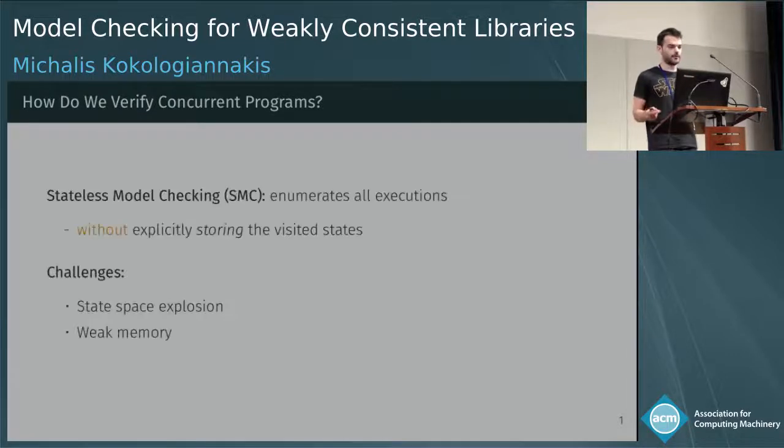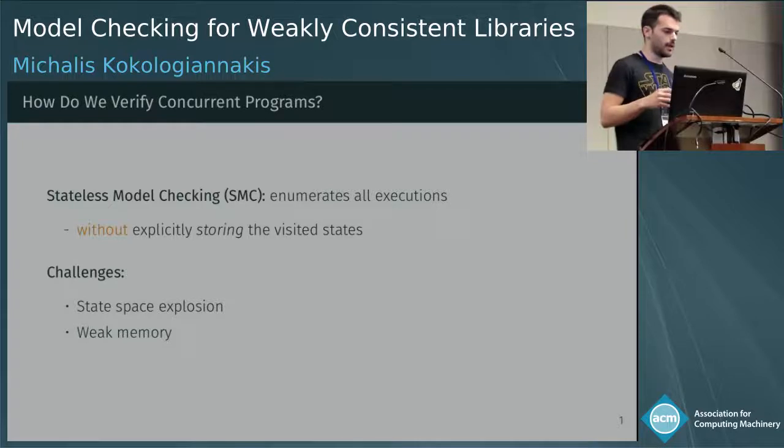Well, one popular way of doing so is with stateless model checking. And stateless model checking basically says that given a concurrent program, we can simply enumerate all of its executions, but without explicitly storing the visited states, where states here are the executions that we've already seen. Now, stateless model checking is associated with two major challenges. The first challenge is the state space explosion that's inherent to concurrency, and basically means that we have a very large state space to begin with.